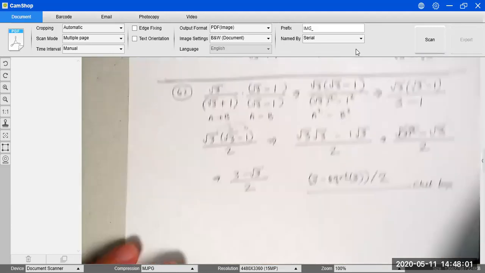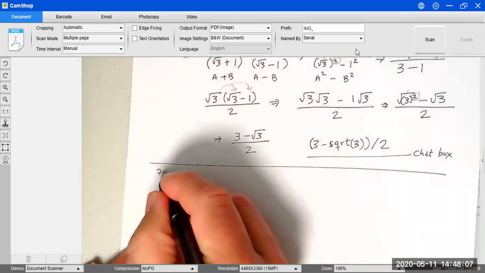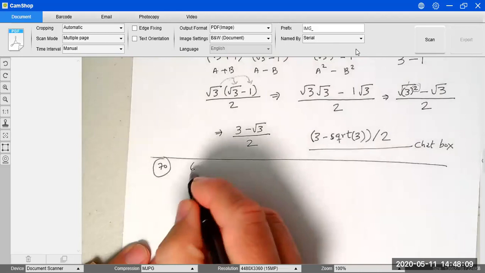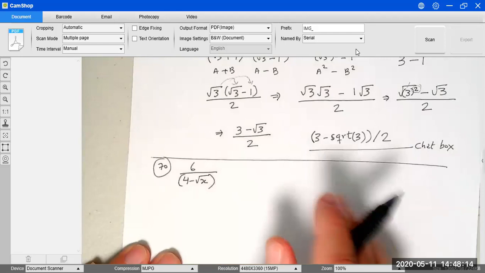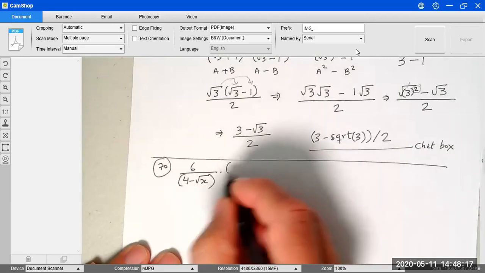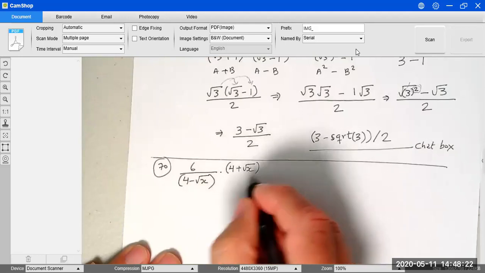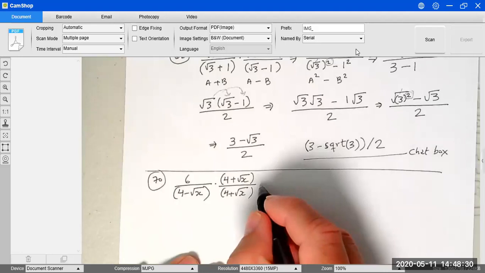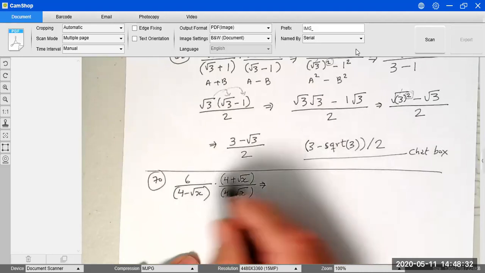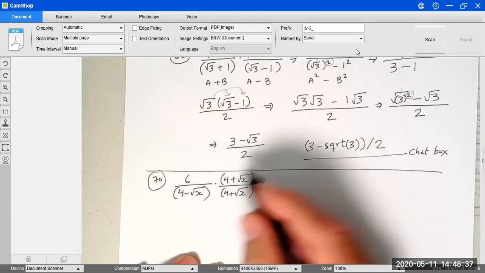So now we have problem 70. Problem 70 is just 6 over 4 minus the square root of x. We're going to enclose this in parentheses. We're going to multiply by the conjugate. The conjugate is 4 plus square root of x over 4 plus square root of x. Then we're going to apply the distributive property. We don't see that we're going to get anything that can be reduced with this coefficient.